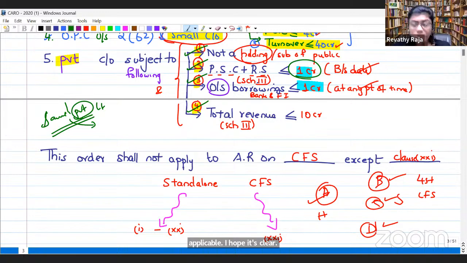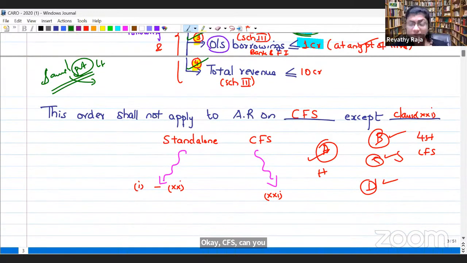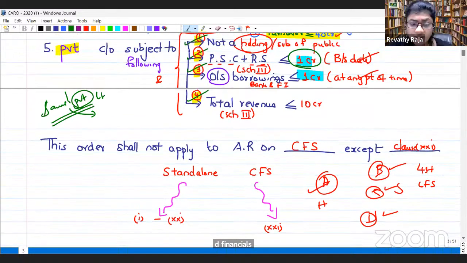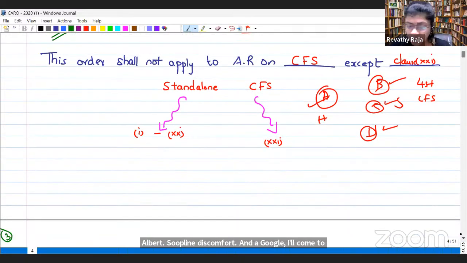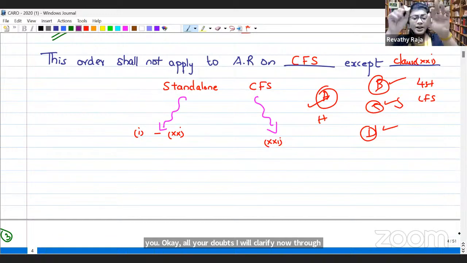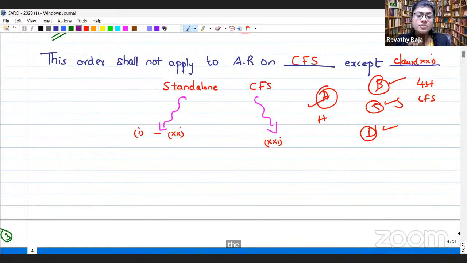Okay, CFS, can you repeat? Okay. For consolidated financials. Yes, it is cumulative. It is cumulative. I will come to that. You just give me a minute. Swapna, it is cumulative. Gokul, I'll come to you. All your doubts I will clarify now through the example. Come back, rest is over. Come back to business. All there?